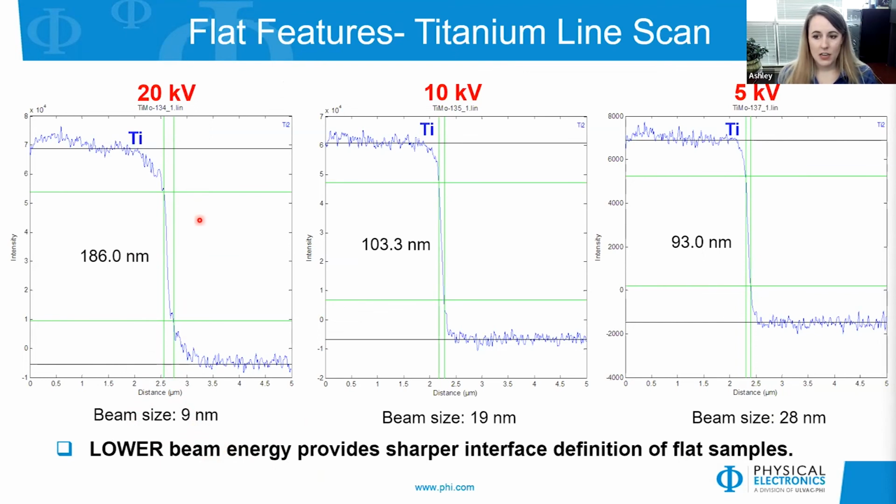Here we can see at 20 kV, we have an interface size of 186 nanometers. We have an interface size of 103 nanometers at 10 kV and an interface measurement of 93 nanometers at 5 kV. Therefore, the lower beam energy gives us the sharpest interface in the line scan in the case of a flat sample surface. So just like with larger raised features on a surface, like we saw in the case of 500 nanometer particles, the large backscattering caused by a 20 keV beam causes poor interface resolution compared to the slightly larger but less energetic beam.